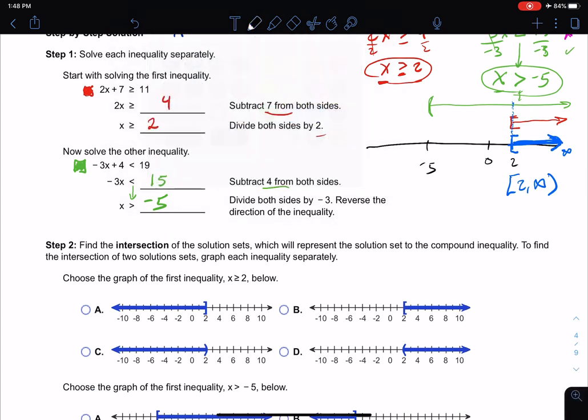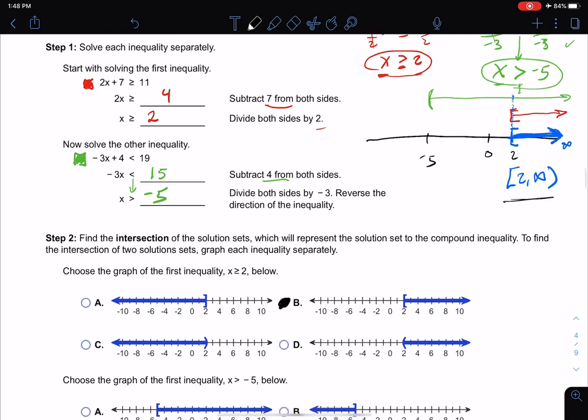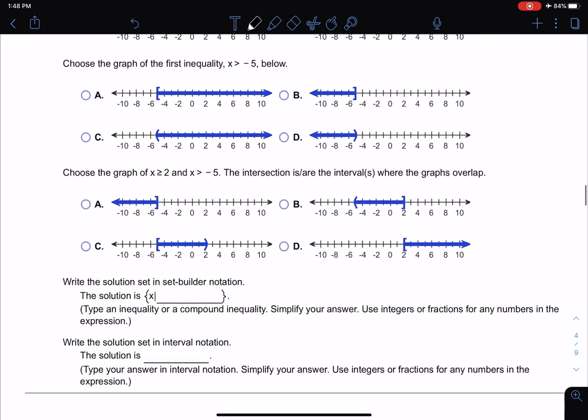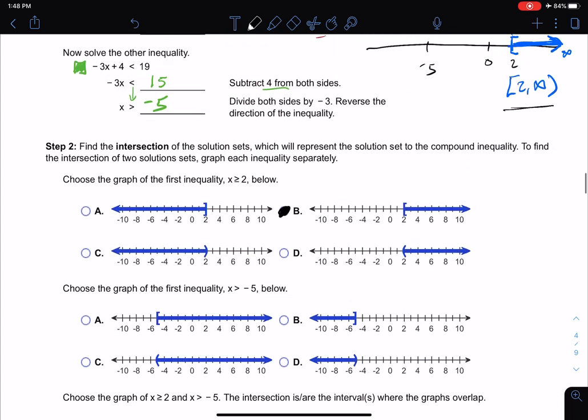It's going to be B. And then also, here's our solution as an interval notation. Our interval notation is right here, so this is going to be starting at 2 inclusively up to positive infinity.